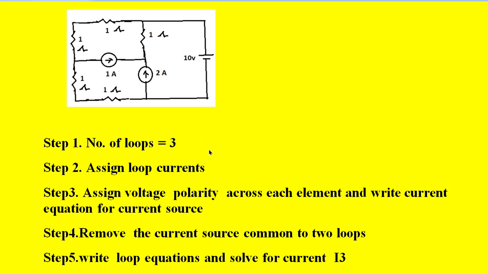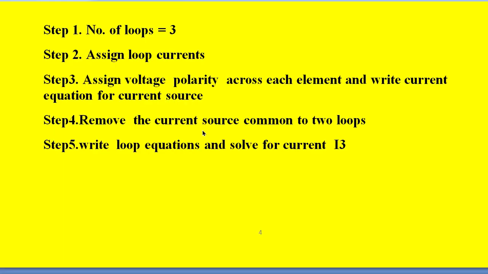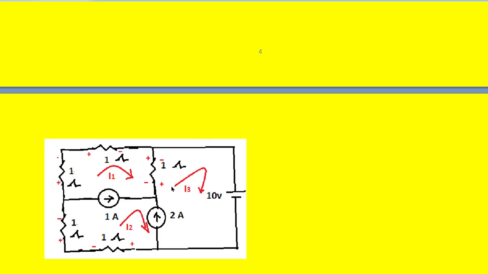So we have seen the algorithm or procedure that we apply for this circuit one after the other like this. The first step is identifying the loops. We identified the loops, that is, the total number of loops is 3. This is loop 1, this is loop 2, and this is loop 3.